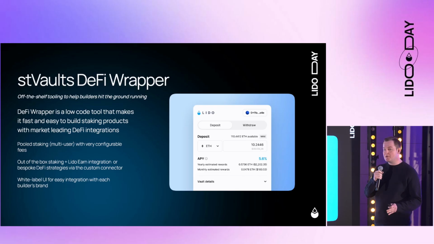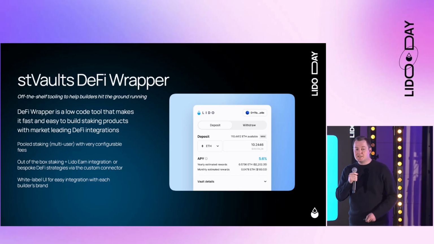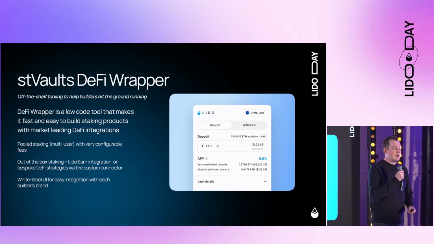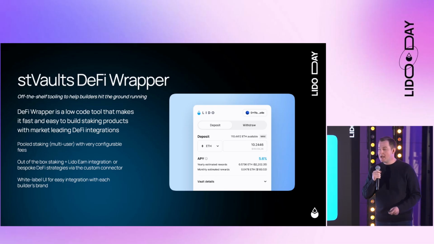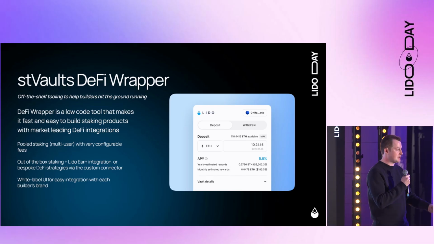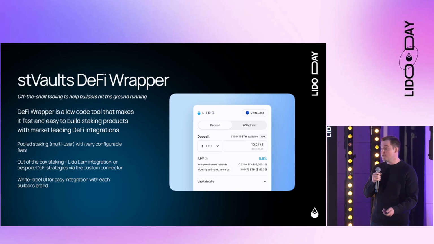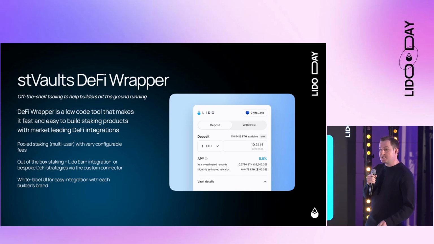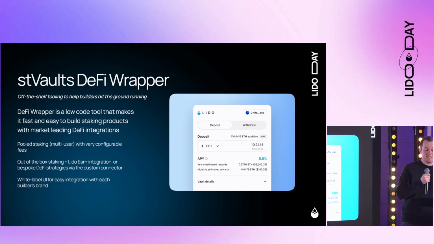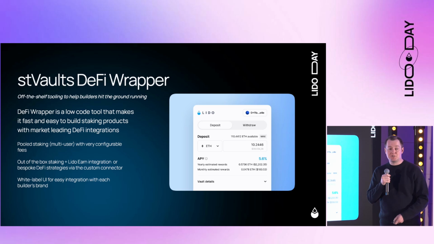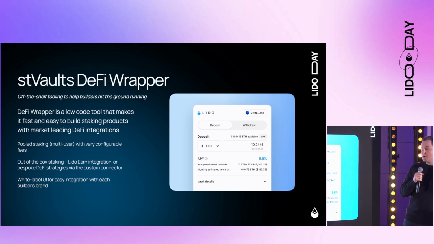DeFi wrapper is a really, really cool product to get started. This is really off-the-shelf tooling that allows you to basically click a few buttons and deploy a vault that creates end-user strategies. This is a low-code tool, and it makes it very, very simple for you as a vault deployer to get started and have an end-user product. It supports things like the ability to have pooled multi-user staking with very, very customizable fees. You are able to integrate into Lido Earn, which you just heard about from Marin.